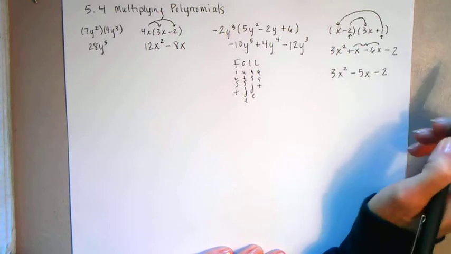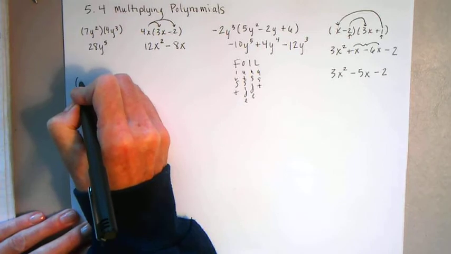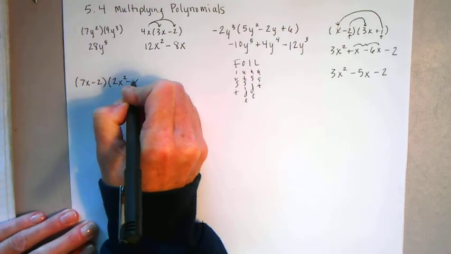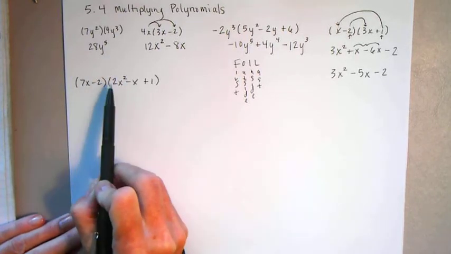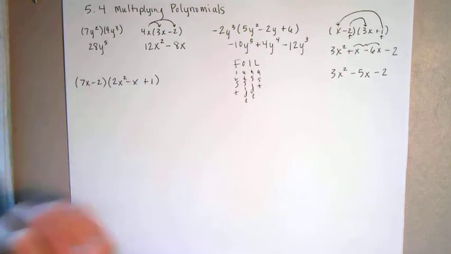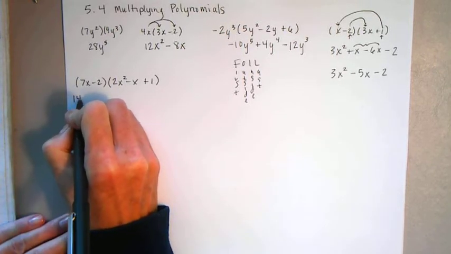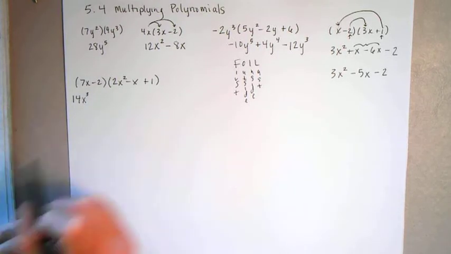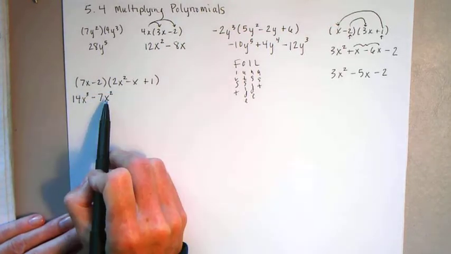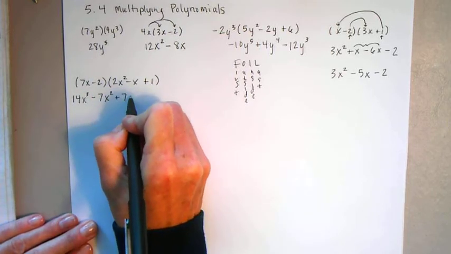So yeah, and by the way, your directions just say multiply. What if I give you a binomial times a trinomial? You just have to make sure you multiply 7x times all three of them and negative 2 times all three of them. So let's do that carefully. So 7x times 2x squared is 14x to the 3rd. 7x times negative 7 is negative 7x. x times x is our x squared. Lastly, we've got that 7x times the 1, so it just stays 7x.